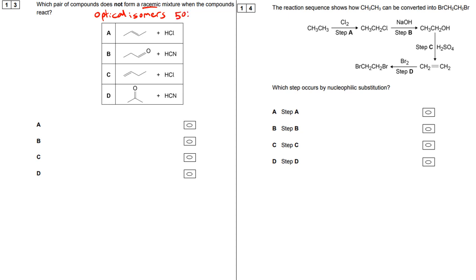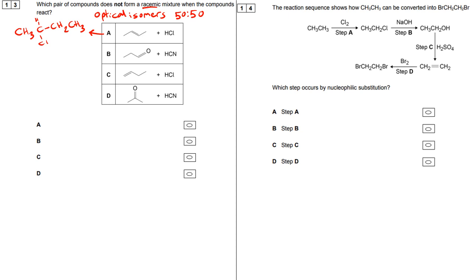So you've got a 1:1 or 50-50 mixture of both of the optical isomers. Going through each of the reactions, obviously we're going to have to work out the products. If you react an alkene with HCl, you're going to get a chloroalkane, in this case 2-chlorobutane. So that will be CH3, CHCl, CH2, and CH3 there. So A produces 2-chlorobutane.